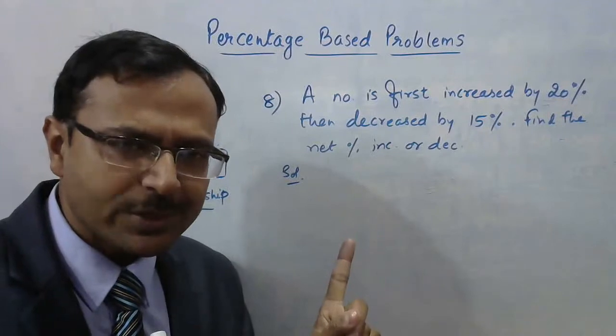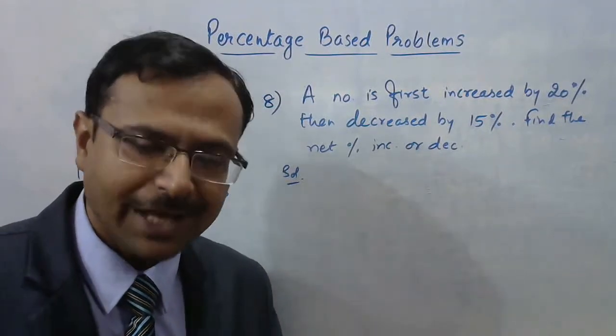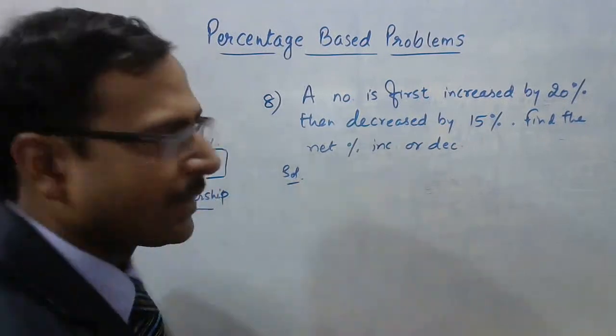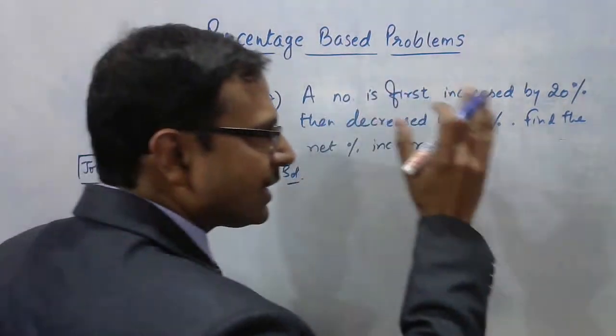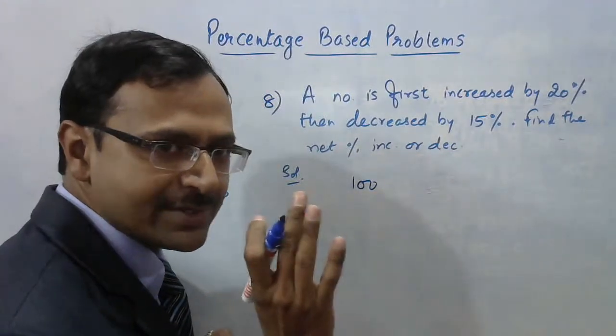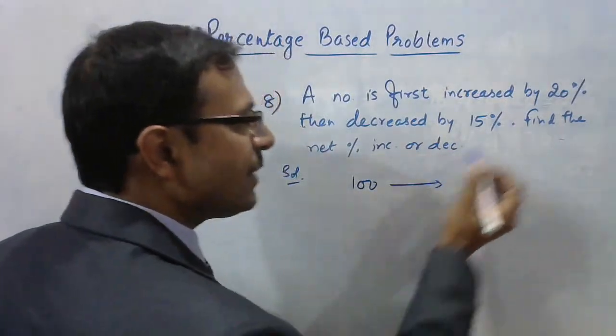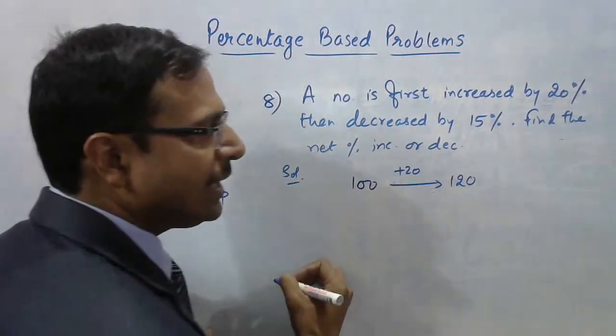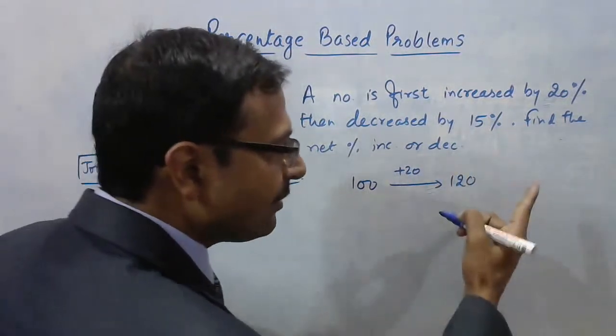You can see the question and tell me the answer. That's the kind of speed you can develop in answering such questions. So let's see. The number is first increased by 20. So as I told you, 100, that is the easiest one to assume. So it is increased by 20%, so plus 20. So now the number has become 120, and now it is decreased by 15%.